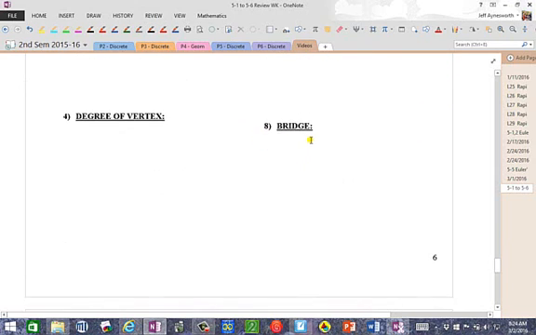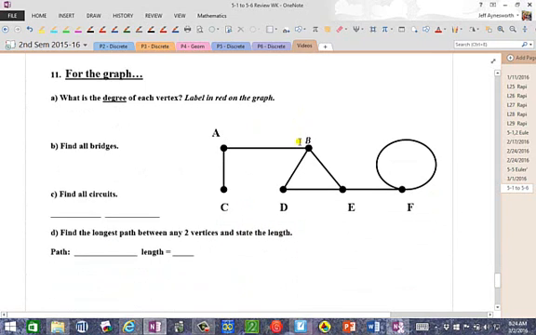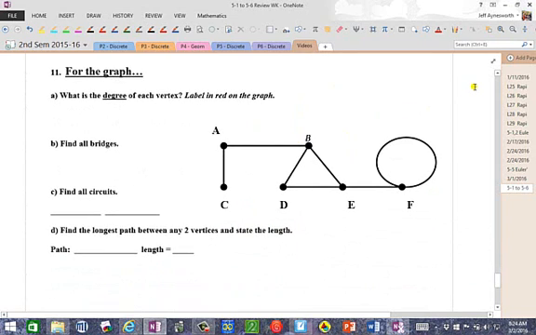And on this one here, I'll go through this one. So what is the degree of each vertex? And we'll do that in red. So degree 1, degree 2, degree 3, degree 2, degree 3, 1, 2, 3, 1, 2, 3. So this is degree 3.